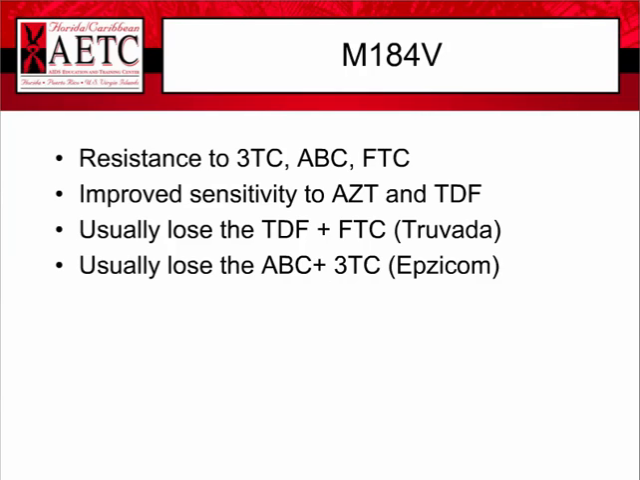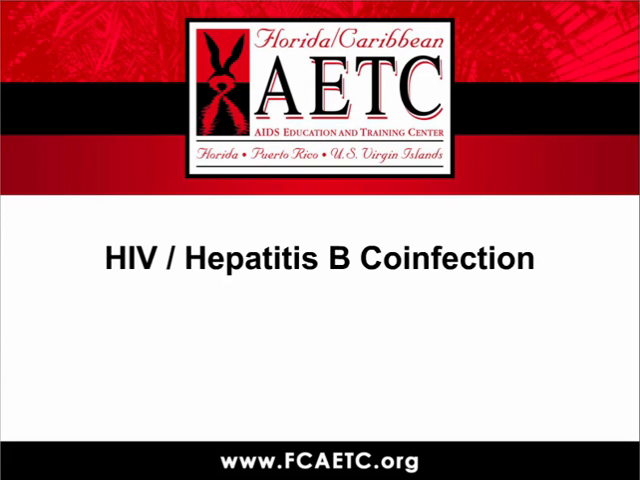M184V, just an important point. This actually infers resistance to 3TC, ABC, and FTC. Why that's important is that we try not to use these combination pills when we see them as combinations. Now, an exception is when someone has hepatitis B that we need to suppress, but generally speaking, these folks will have improved sensitivity to AZT and TDF.